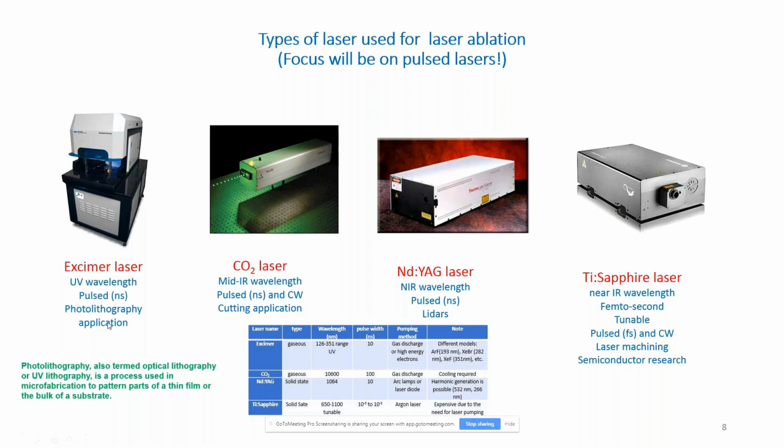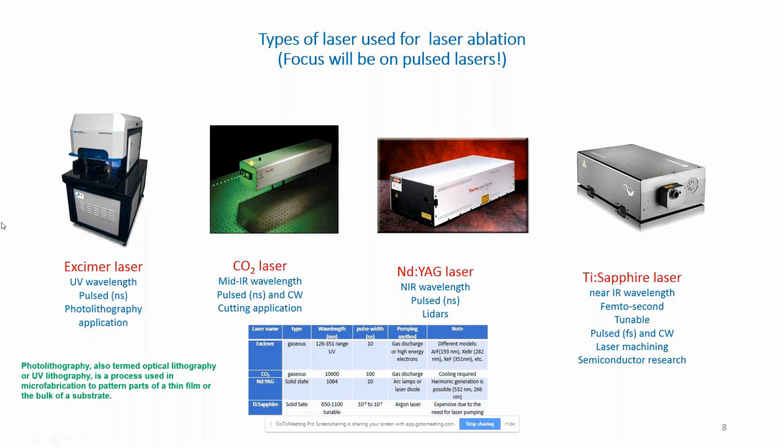So these lasers are very expensive, and they're normally used for applications such as photolithography. UV lithography is a process used in microfabrication to pattern parts of a thin film or bulk of a substrate. Usually in the semiconductor industry, these are used to make a pattern on the circuits. Because of the short wavelengths, it has a high resolution, and you can focus the beam down to a very narrow size, and therefore cut very small patterns or form very small patterns.